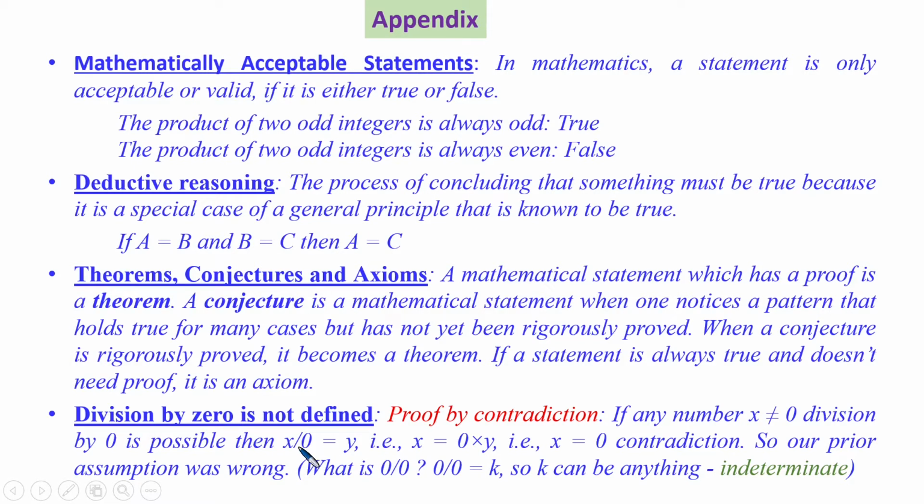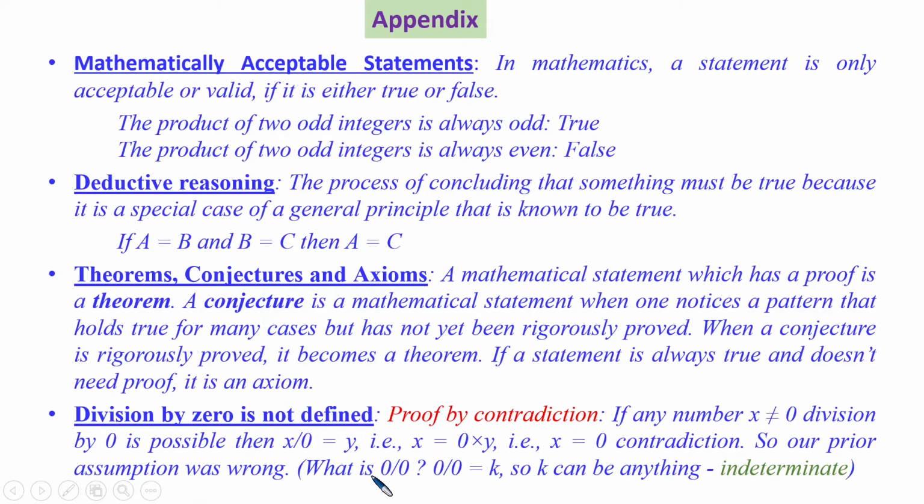So I can write x is equal to y into 0, that is, x is equal to 0 into y. But any number multiplied by 0, we know, is 0, which we have discussed earlier. So x is equal to 0, but we have assumed that x is not equal to 0, and you are getting a contrary result that x is equal to 0. So our prior assumption was wrong.